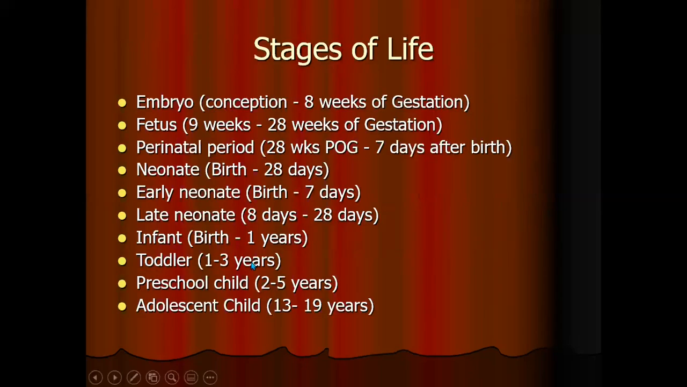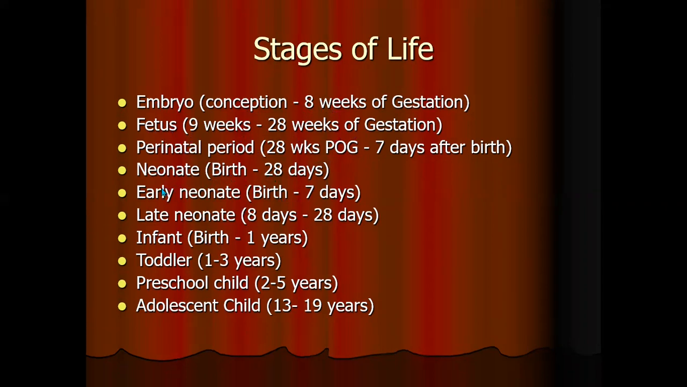Now let us see from where do we get data on vital statistics. These are various stages of life. First of all, there is the embryo period. It is from conception to 8 weeks of gestation. Then the stage is known as fetus, from 9 weeks of gestation to 28 weeks of gestation. Perinatal period is from 28 weeks of gestation to 7 days after birth. Neonate period is birth to 28 days.